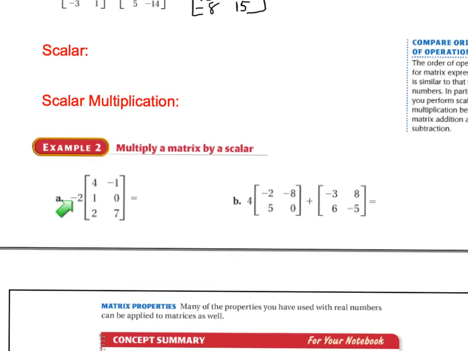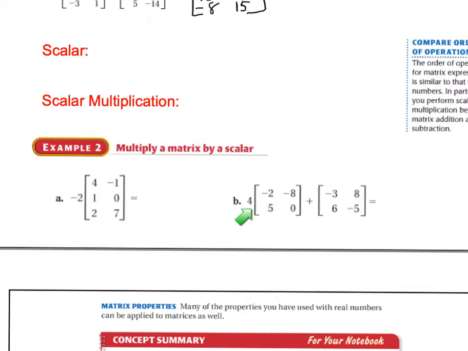Here you have a scalar, negative 2, outside the matrix. This is multiplication. And all you do to solve these problems is take that negative 2 times every single element inside there and come up with your answer matrix. So negative 2 times 4 is a negative 8. Negative 2 times a negative 1 is a positive 2. Negative 2 times 1 is a negative 2. 0, negative 4, and negative 14. So once again, all I'm doing is multiplying this number times each one of these elements.